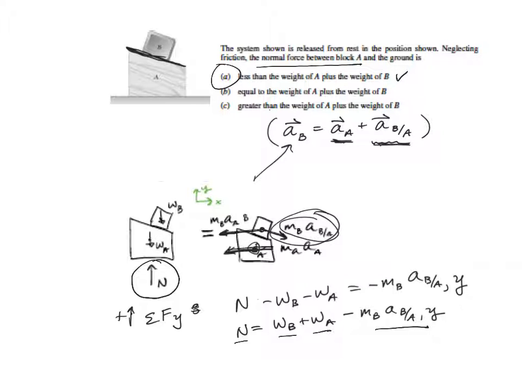It looks like we've run into it. The other one says it's equal to the weight of A plus B. No, we've got that negative term on it. And the other one is that it's greater than the weight. And it's not, because we've got a negative sign and we've drawn that acceleration in the correct direction.